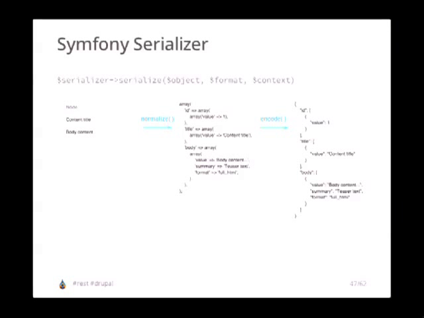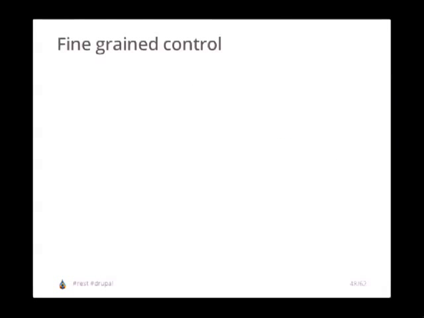You can have different normalized arrays for your different formats, or you could just have one normalized array, and the difference between these different formats could just happen in the encode step. That's up to you. And what this does is it gives you fine-grained control over the serialization. And it makes it really easy to override it in very specific ways.